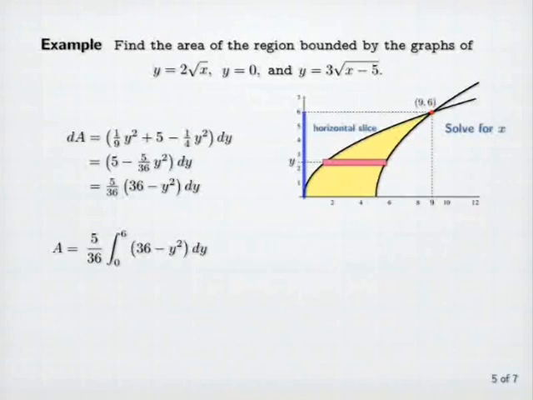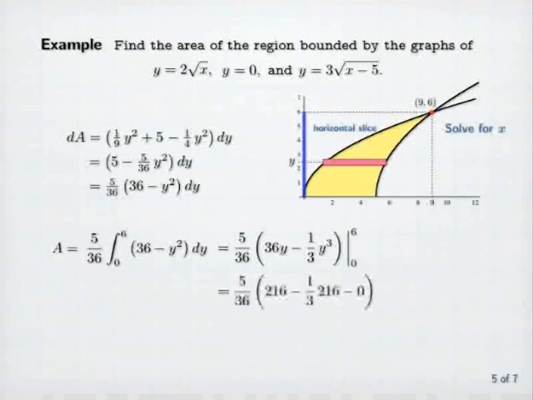This is a fairly simple calculation now. Our antiderivative for 36 minus y squared is 36y minus 1/3 y cubed. And we evaluate that between 0 and 6, which is 5/36 times 216 minus 1/3 of 216. So we have 5/36 times 2/3 of 216, which is 144, and 144 divided by 36 is equal to 4, so our area ends up being exactly 20 square units.